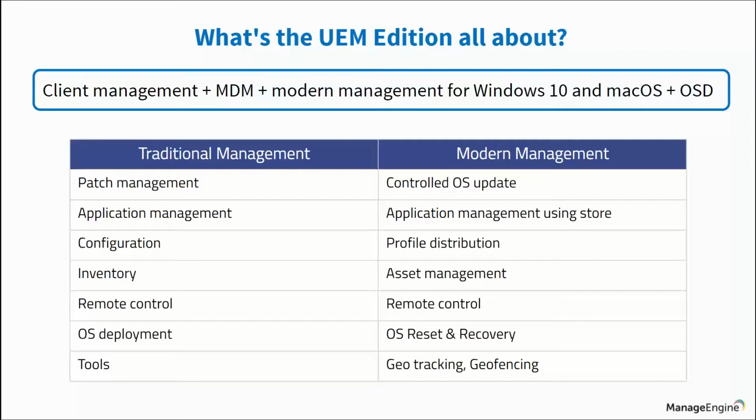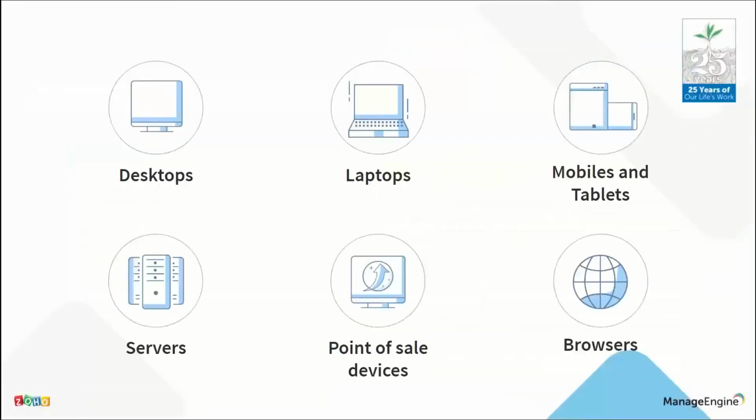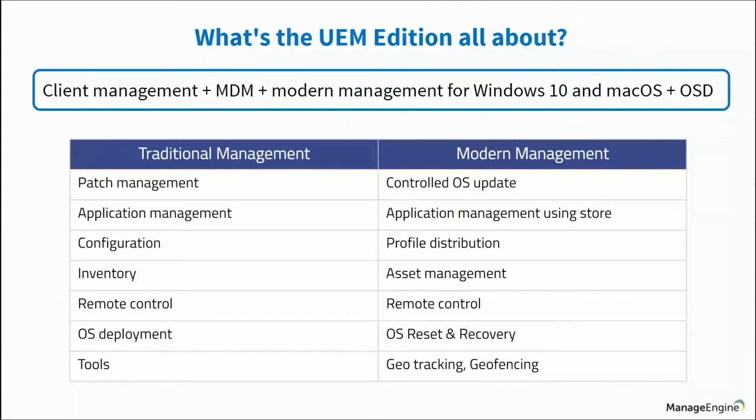Similarly, endpoints can also be managed with modern management. Modern operating systems support modern management. The supported features include geo-tracking, geo-fencing, managing store applications, profile distribution to enforce restrictions, and operating system reset and recovery. Could you guess the popular operating system when I say modern operating system? Yes, the operating system is Windows 10.